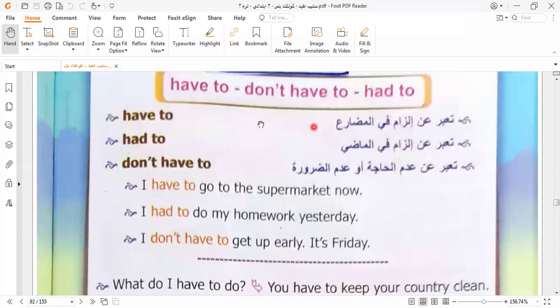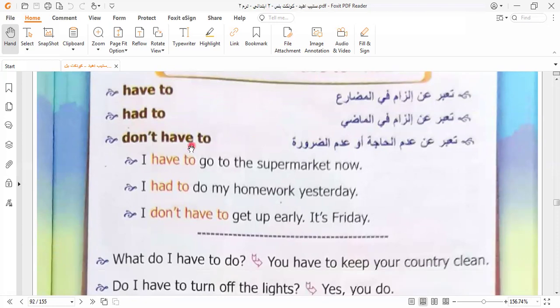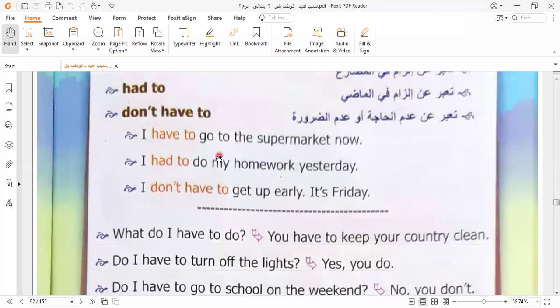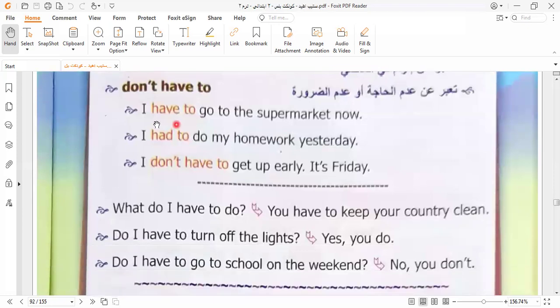Used in present. Have to, used in past. Don't have to. Describing what? Describing unnecessity, or no need. Okay, unnecessity. We have here: have to used in present, had to used in past, don't have to for unnecessity. Let's study these examples to know more about this rule.